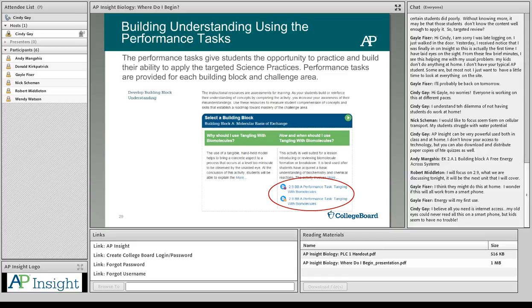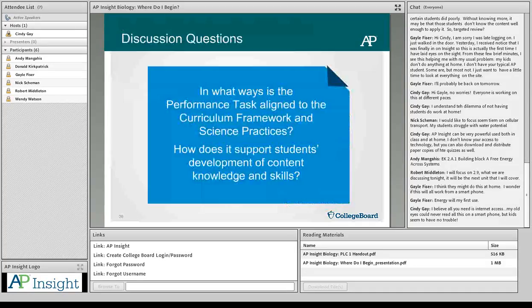And several people had mentioned that students struggle with applying the content, and that's exactly what these performance tasks are designed to do. And really, at the end of the day, they're tools for students to monitor their own progress. And so as we think about this question, in what ways is the performance task aligned to the curriculum framework and the science practices? And then how does it support student development of content and knowledge?